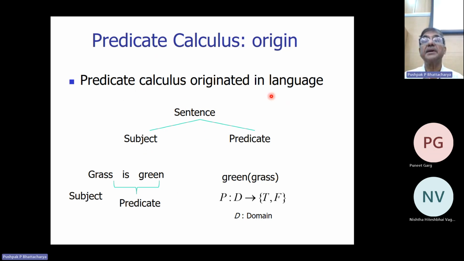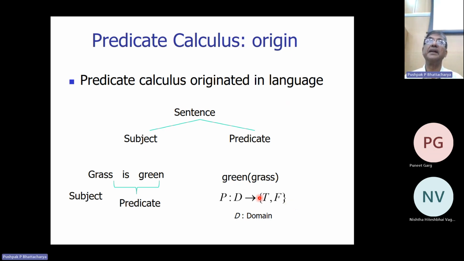So predicate calculus actually originated in language. A sentence has two parts, subject and predicate. Grass is green. Here, "is green" is the predicate, and grass is the argument. Okay. So a predicate is a function which goes from the domain D to {T, F}.